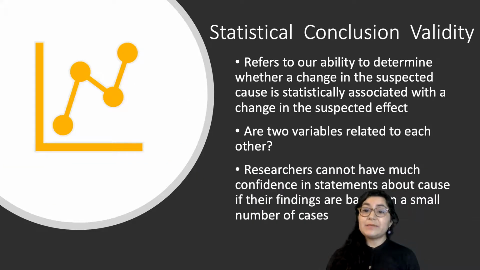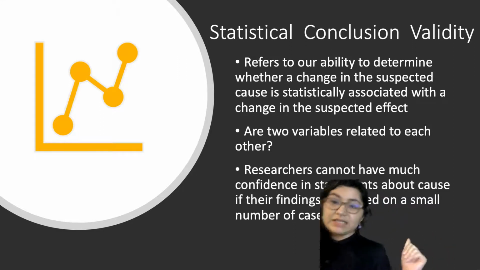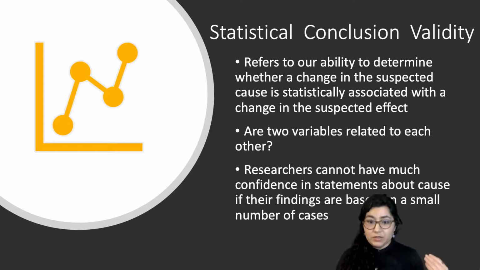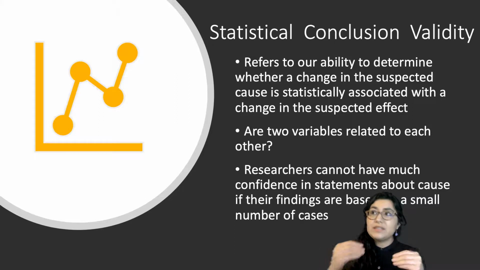Okay, so the other aspect is statistical conclusion validity. This is essentially that we are making sure that what we're seeing is actually what is happening in real life, and that our two variables are actually related to each other. So essentially, we just want to make sure that there's enough sampling, there's enough people to show that our statistical conclusions are actually consistent with reality, are valid.